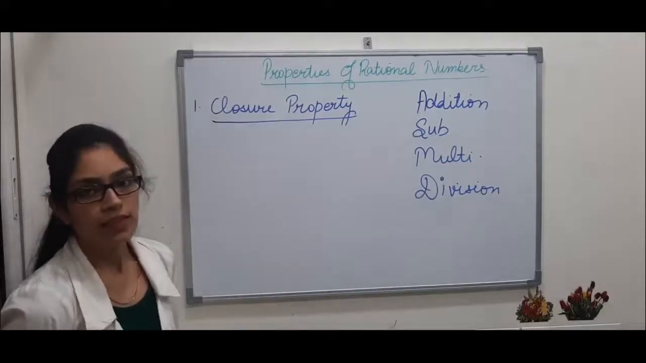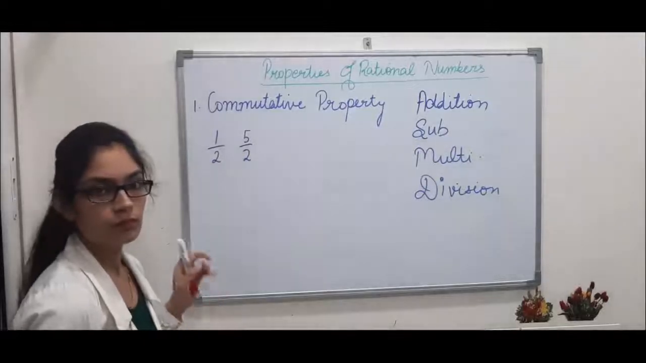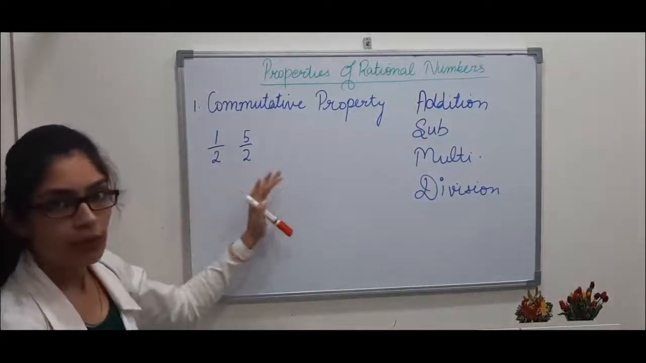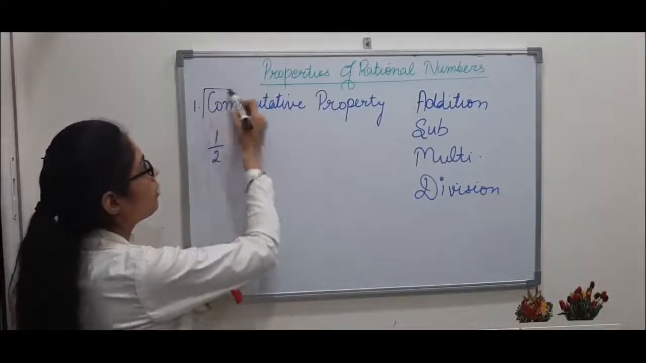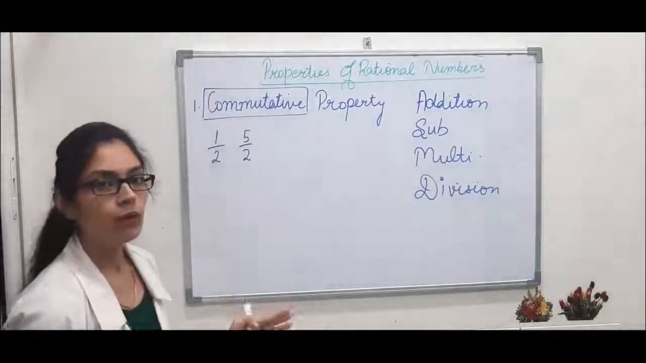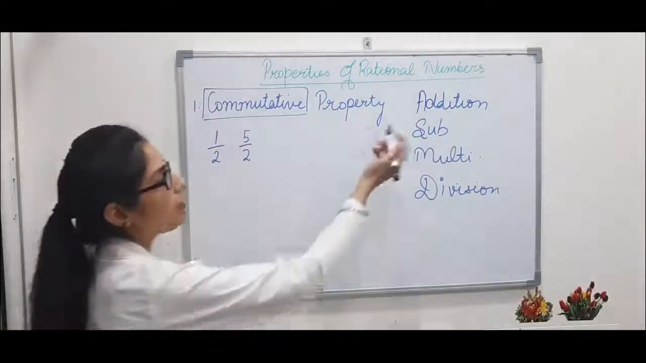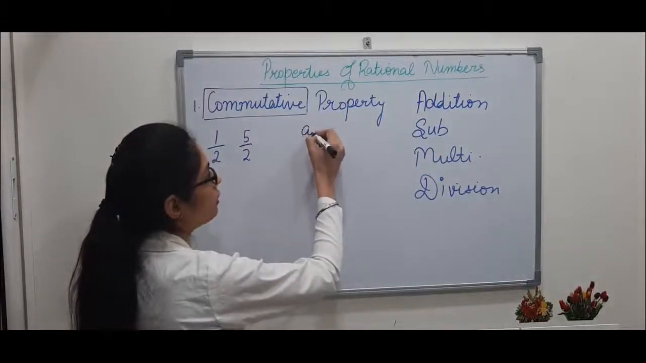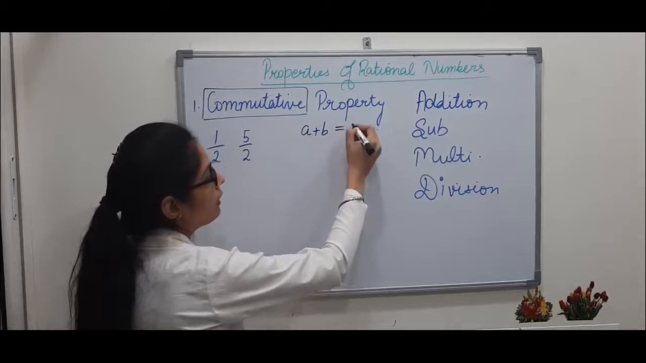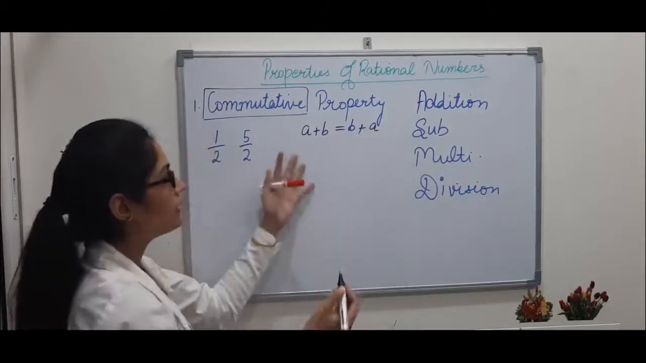Now let's do the second property, commutative property. Before doing, we have to understand what is the meaning of commutative. In commutative property, we just have to rearrange the terms and the answer should remain the same. For example, if I am doing addition of two rational numbers, which is a plus b, if I am rearranging it as b plus a also, the answer should be the same.